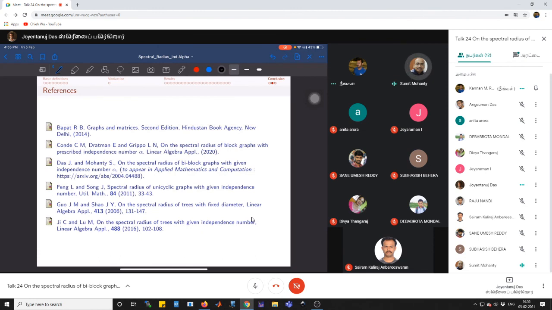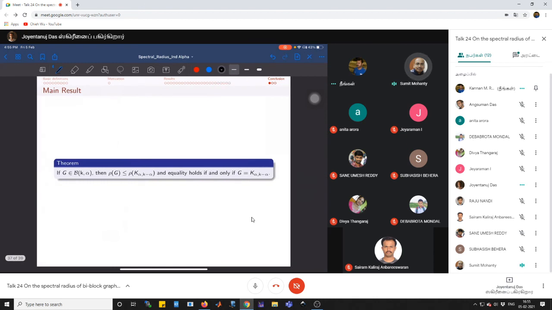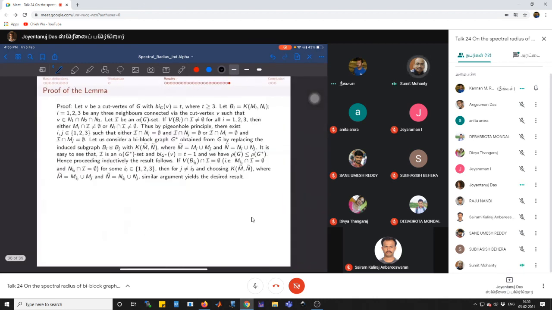Jayant, I can suggest something. For the last result, you should have put a diagram, not a paragraph of writing. This lemma, yes. You should use a diagram. Who will read this paragraph?